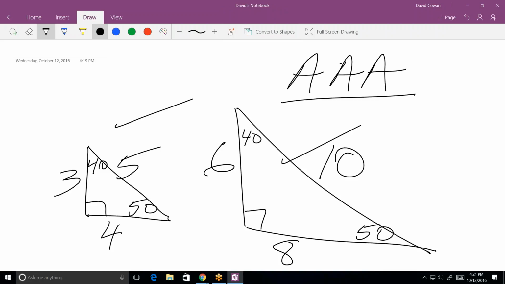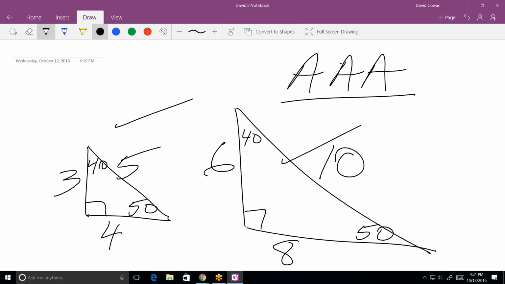And actually, similarity is a much more important topic in geometry than congruency. When you go to take your college entrance exams, whether it's the SAT or the ACT, you're going to get all kinds of questions on similarity. You're not going to get that many questions on congruency. It's just that the next topic you're going to discuss in geometry is going to be congruency.